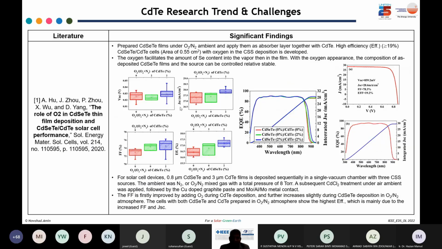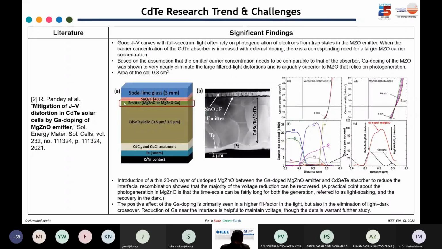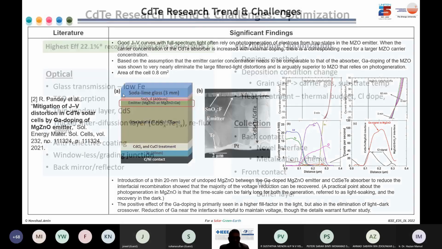I'm just showing two recent papers. As I mentioned, one of the Chinese groups is working on the role of oxygen in the cadmium selenium telluride thin layer in the cadmium selenium telluride and cadmium telluride solar cell stack. People are also working on the front contact side, where they are changing cadmium sulfide to a different buffer layer, like magnesium zinc oxide or gallium-doped magnesium zinc oxide, or even zinc oxide. So these are the things that people are working on now, and it is still under research from various aspects.